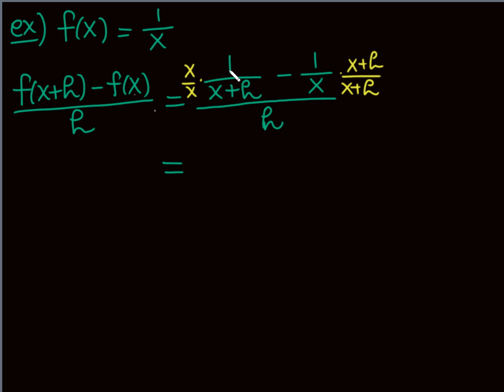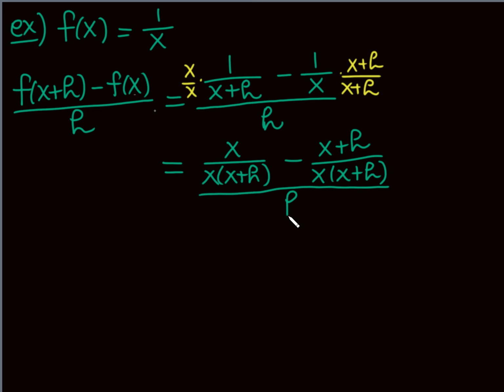So let's look at what we're going to get here. I'm going to get x over x times x plus h. I usually don't FOIL that out. Minus x plus h over x times x plus h. Now you could. It's not wrong to FOIL that out. You sure could. And this is all over h. So let's simplify this a little bit more.